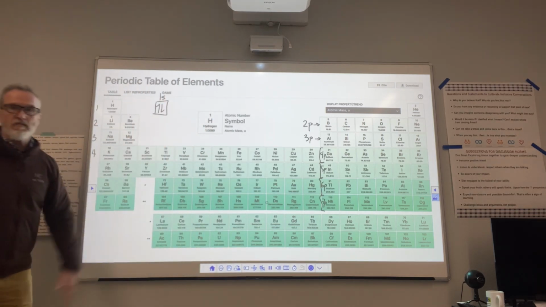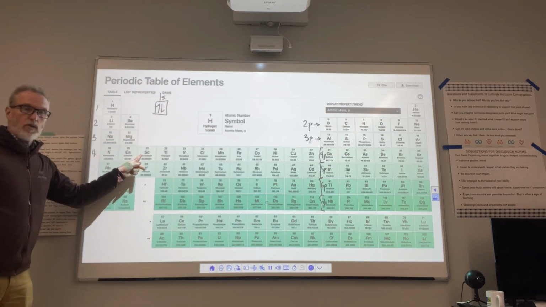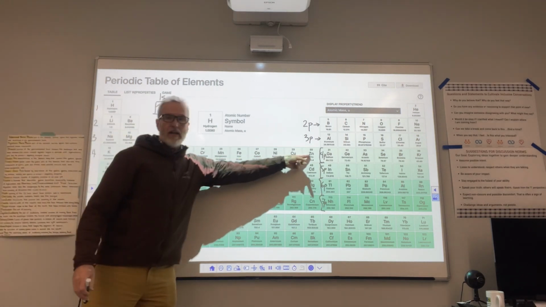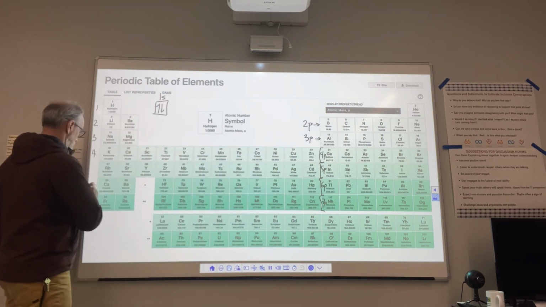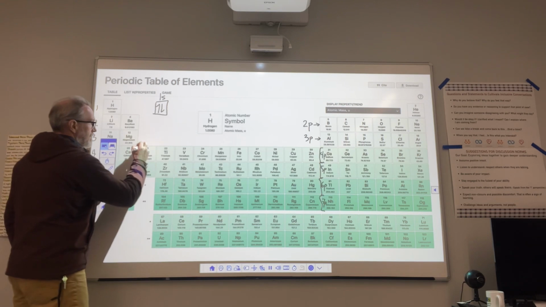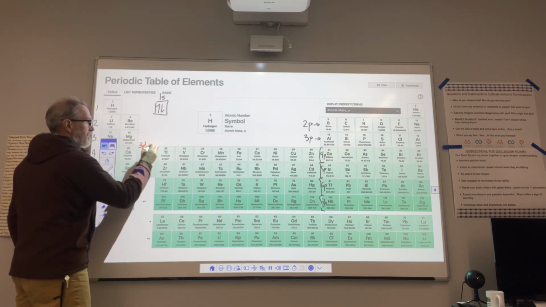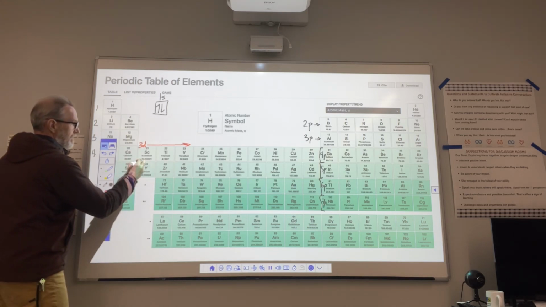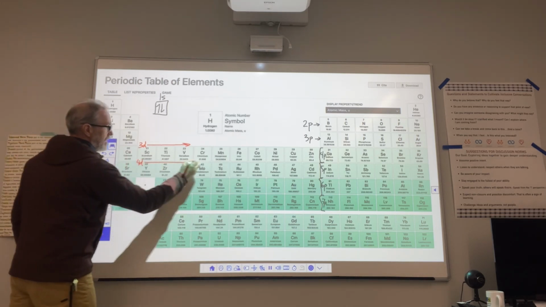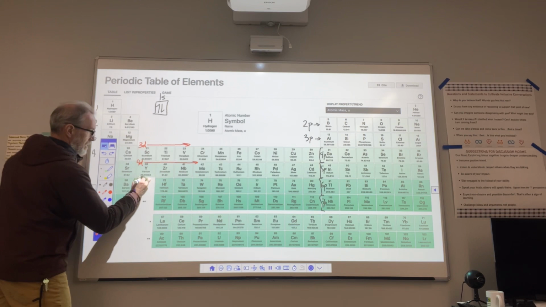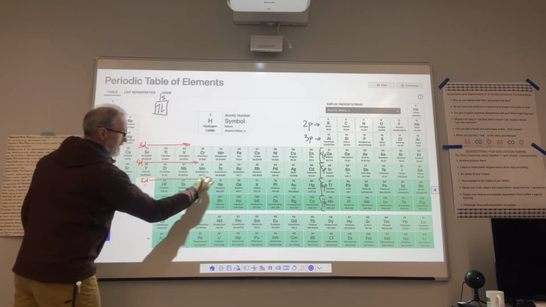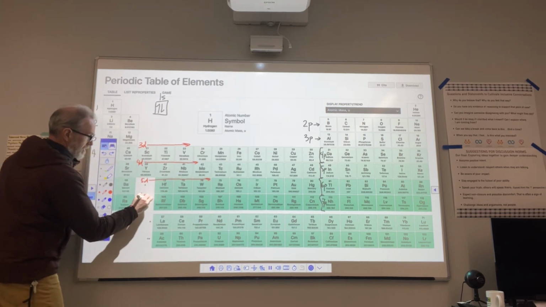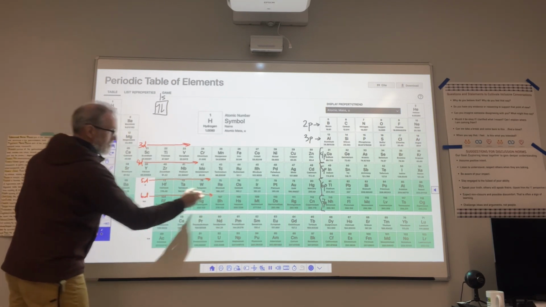But we don't get to the 4p's until we go through this row of elements, and these are the 3d elements. These would be the 4d elements. Here we would have the 5d, the 6d, and so on.